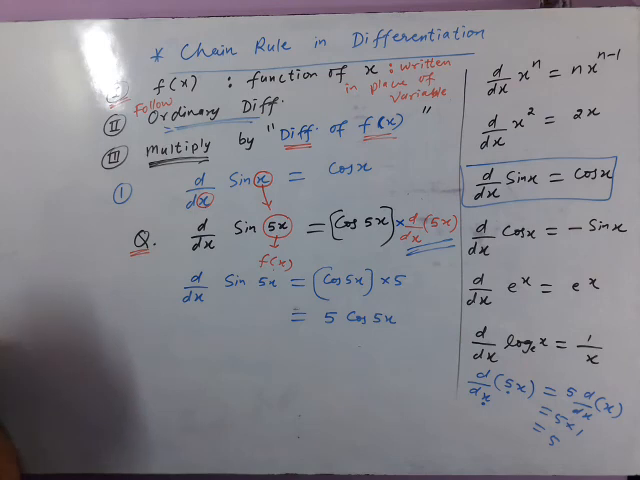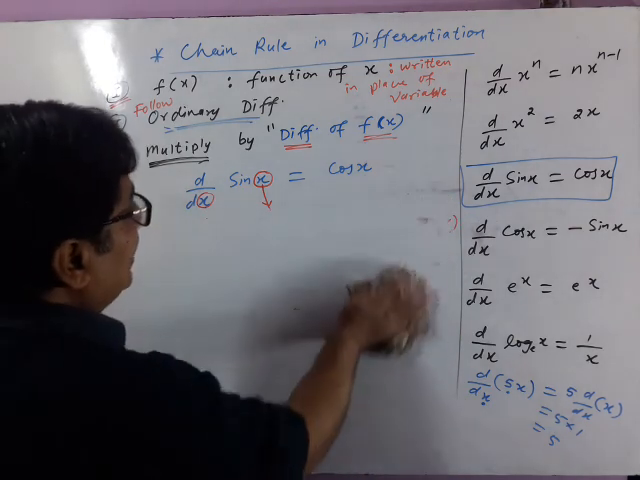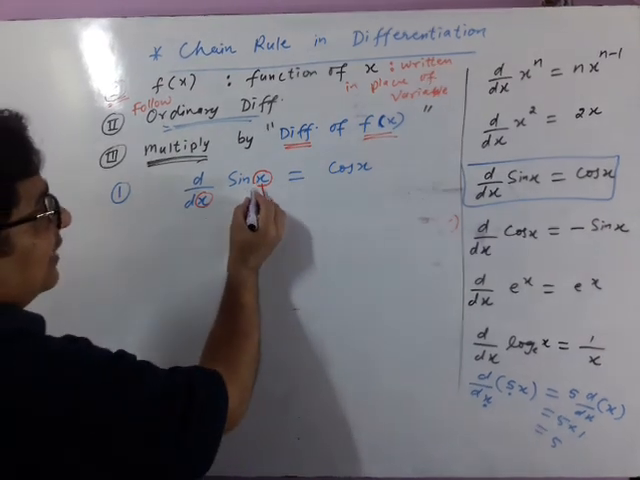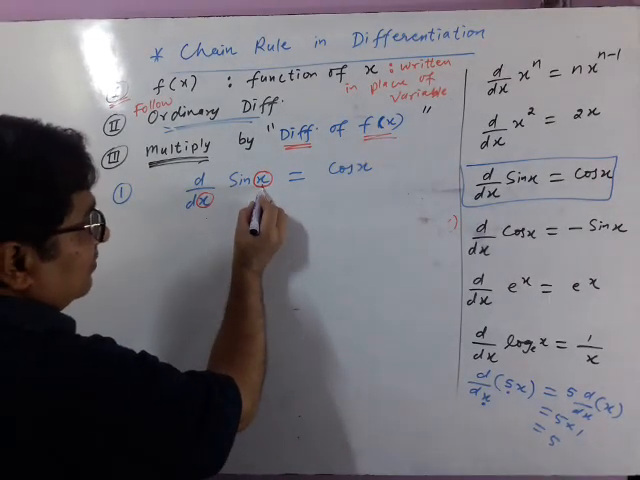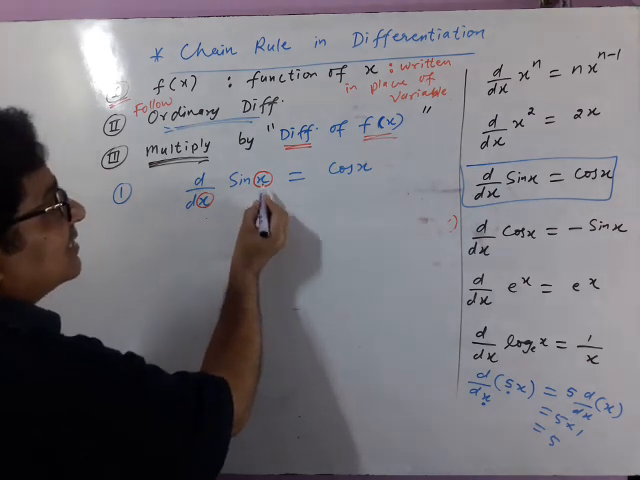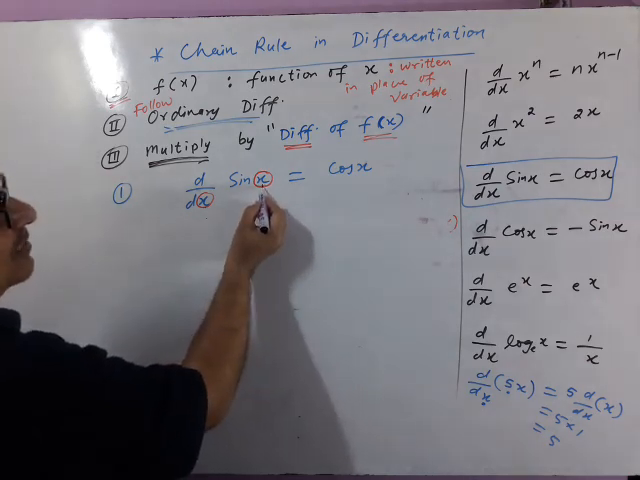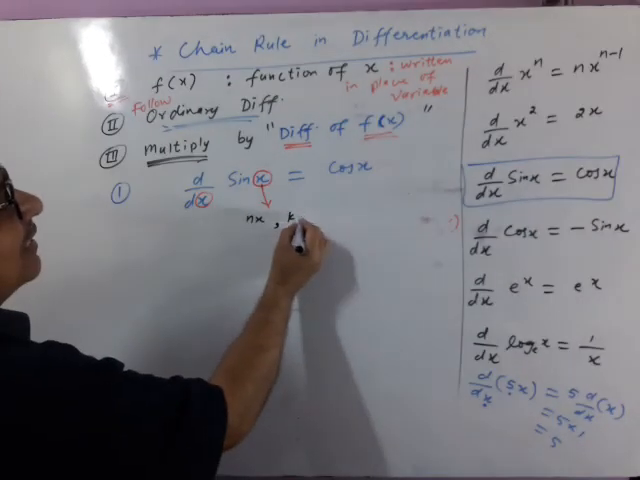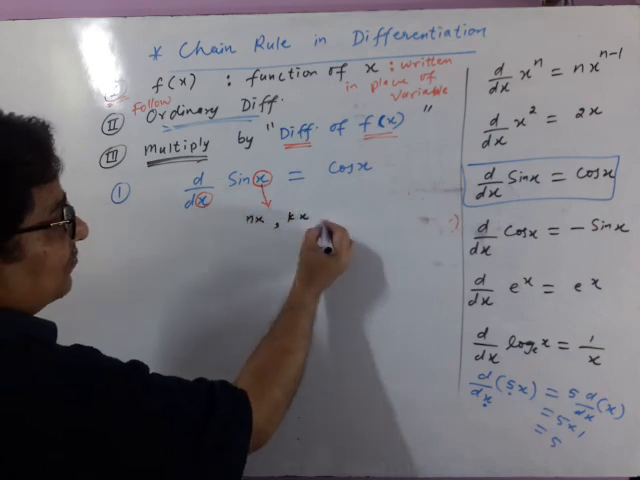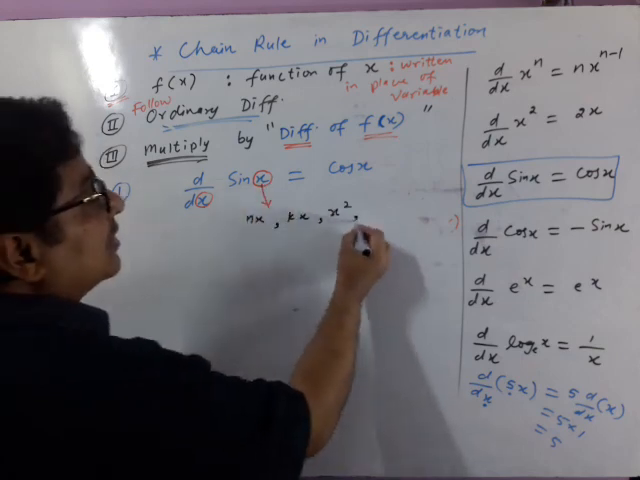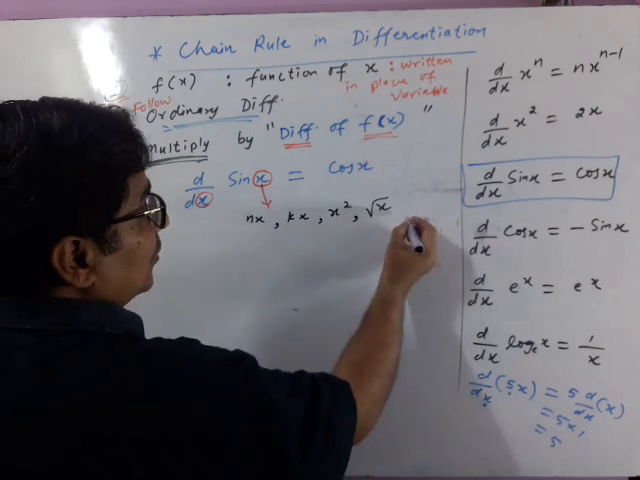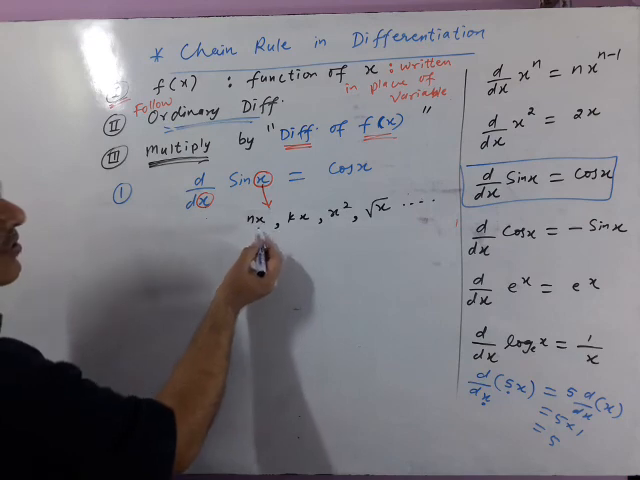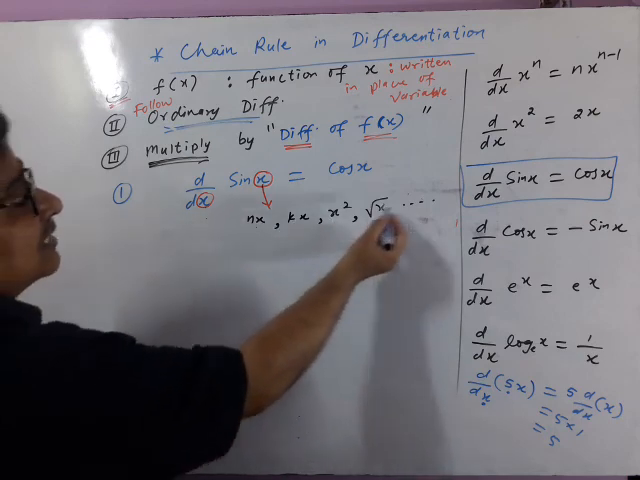If I tell you how to design questions on the basis of this: if you write something other than x, which depends upon x, that is called a function of x. For example, you can write nx, kx, you can write x square in place of x, you can write root x, you can write anything which depends upon x. This is the way we design numericals.